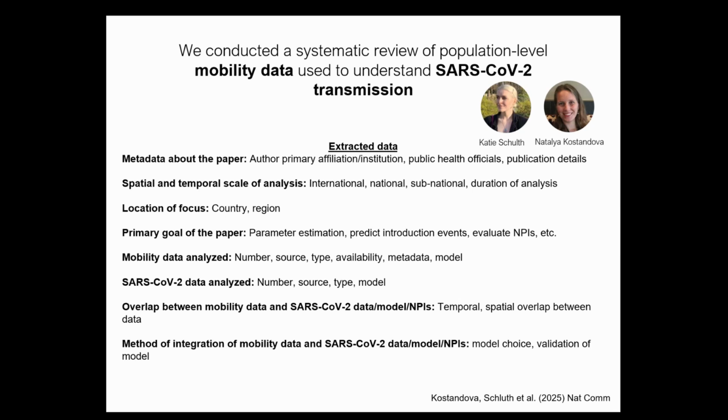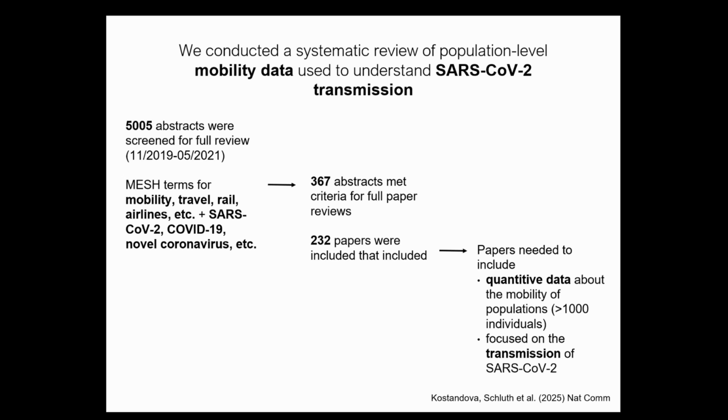So we didn't include any of the papers that were some of those first case reports where the person was skiing in France and then there was a small outbreak. These were all population studies, so 1,000 people or more. And then we looked at how they actually analyzed these data, how they brought the data and the infection information together. We screened about 5,000 abstracts, and we restricted it just to the first year of the pandemic. Overall, for the review, about 200 papers were included.